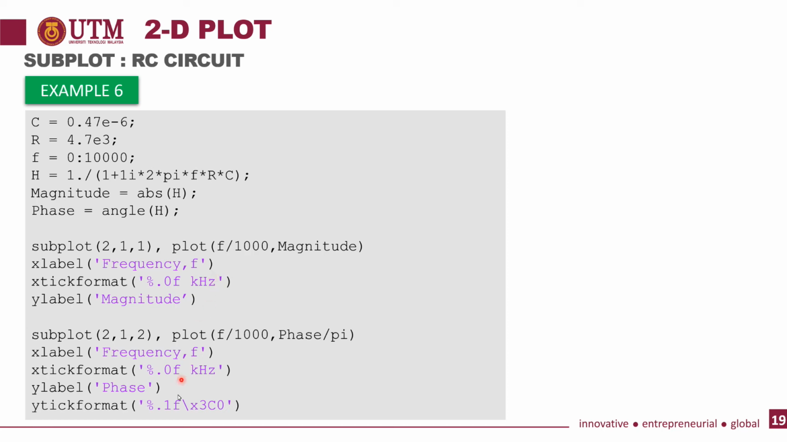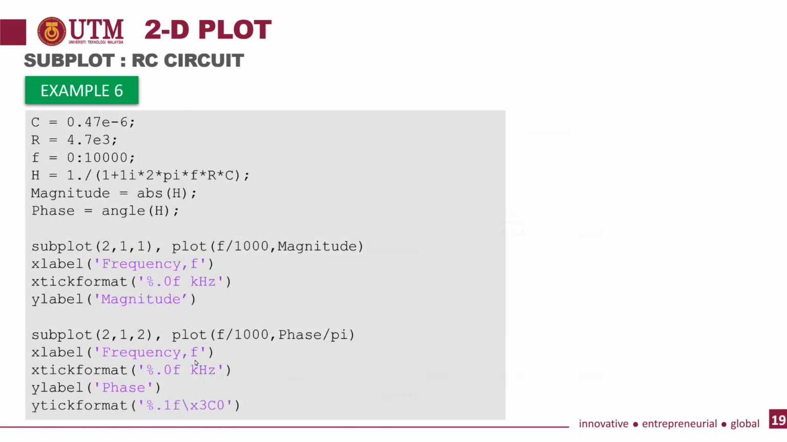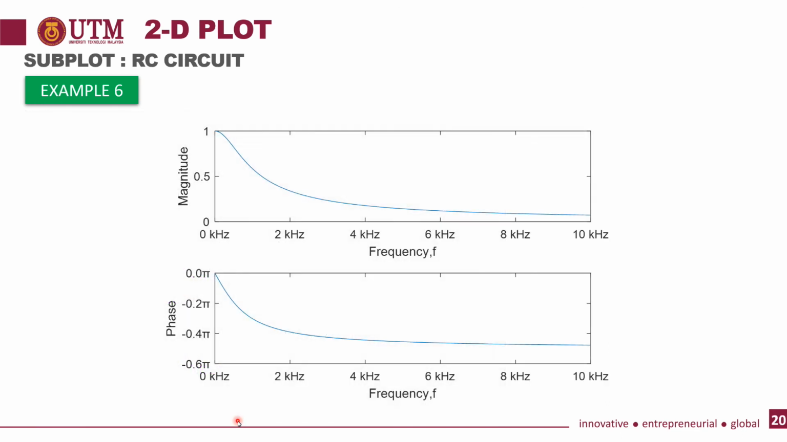For this one, I already said that on the y-axis we are putting pi here, that's why we use this format. The y tick format is .1f/x3c0. So this is how you create a pi symbol inside your graph. This is the tick for the y-axis.